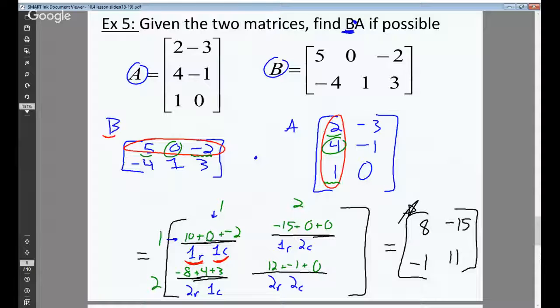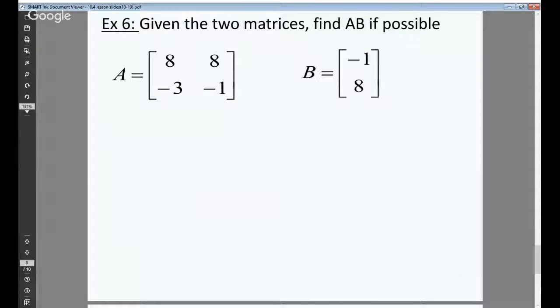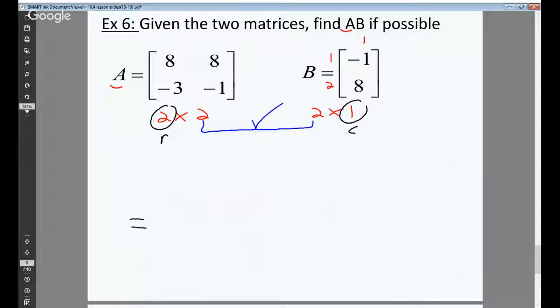Okay, so there's just a couple more quick examples I want to show, and then we're done. So next slide. Given the two matrices, multiply A times B if possible. Again, matrix A should be in front, and it already is, so we're good. And then matrix B is in the back. Let's check the dimensions. Matrix A is a 2 by 2. Matrix B is a 2 by 1. And double check the inner dimensions. All right, it works. And for our final answer, we should have 2 rows, 1 column. So let's go ahead and write that out.